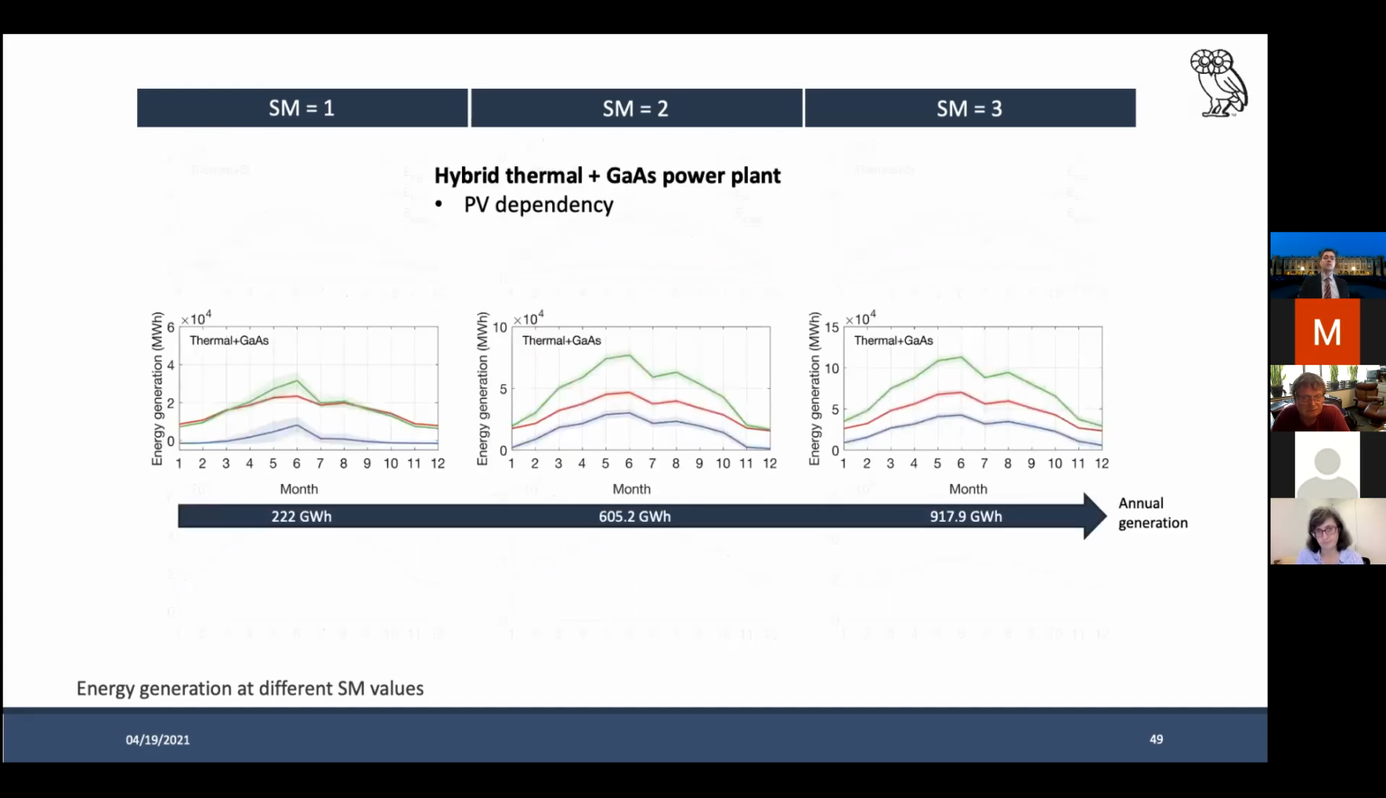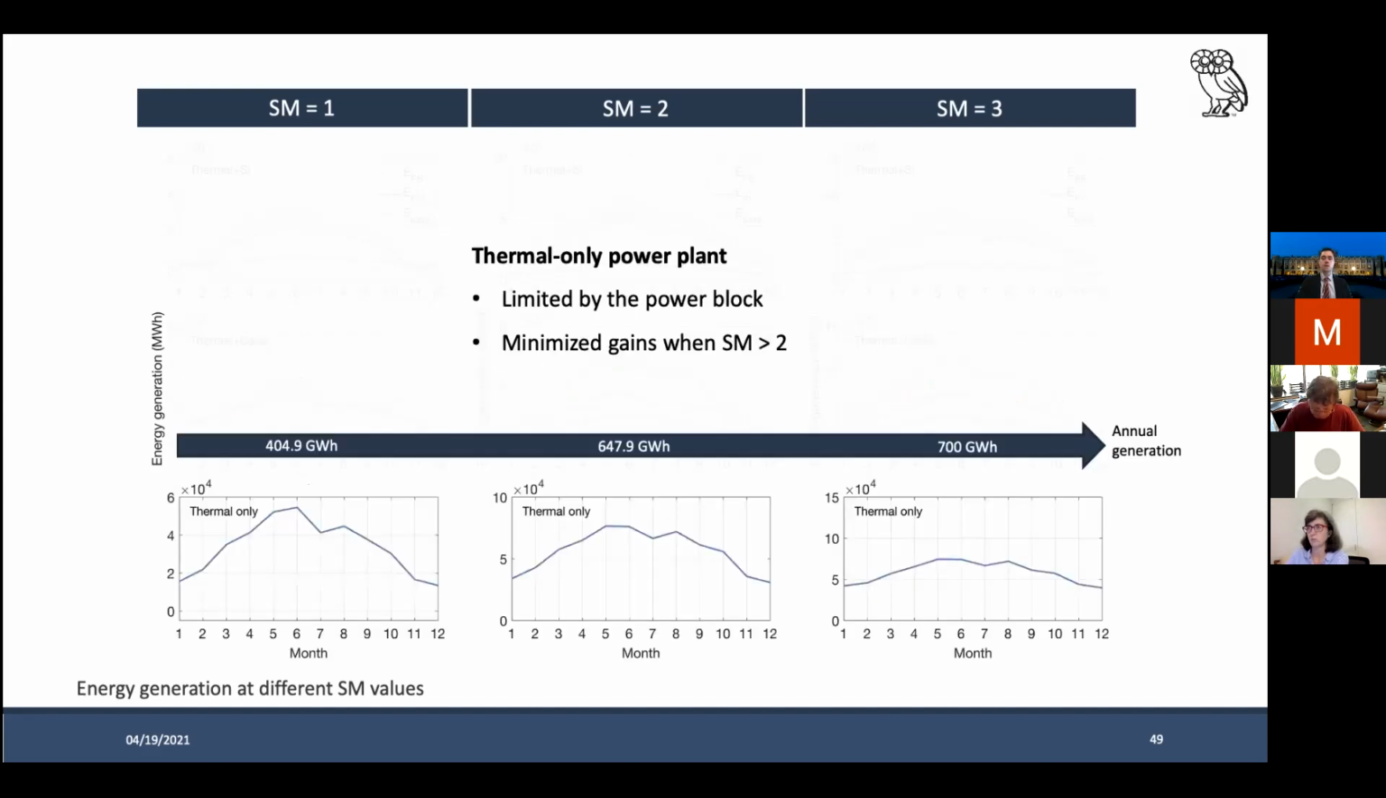The energy generation from the gallium arsenide power plant depends more on the photovoltaic system than on the power block. Because of that, this power plant is less limited by the power block capacity, and its generation can continue increasing at higher solar multiple values. Last, the thermal-only power plant is significantly limited by the power block capacity. This will minimize the generation gains for this power plant at solar multiple values above 2.